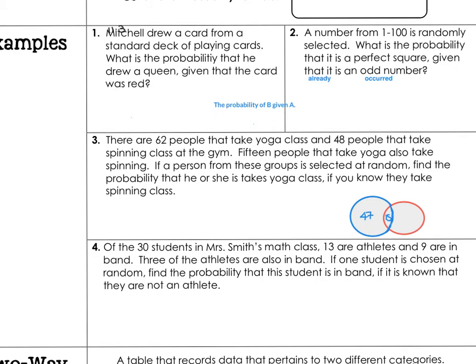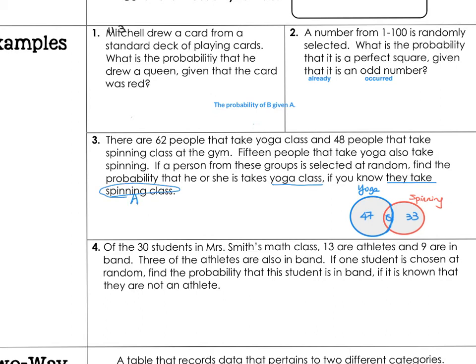And I have 48 minus 15. So I have 33 people that only do spinning, but don't do yoga. And 15 people in between that do both. Now let's look at the last sentence. I want to know what's the probability of a person taking yoga class if I already know that they take spinning class. So this is the first event.